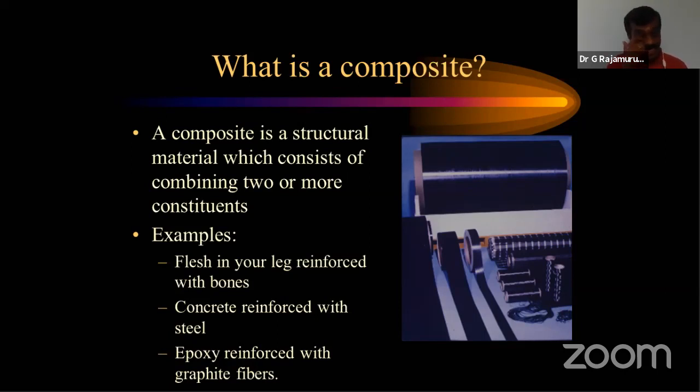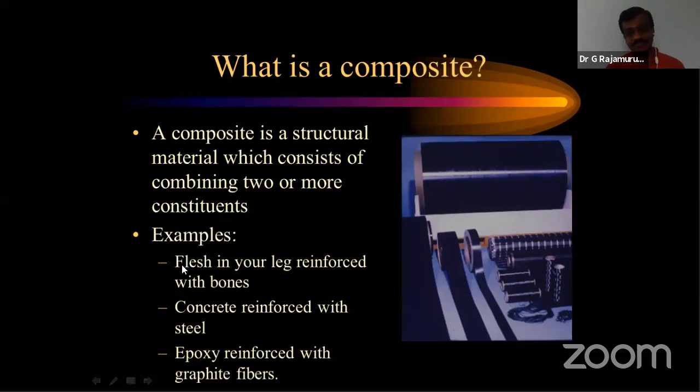How can I define this? It is a structural material which consists of a combination of two or more constituents. It may be more than two. In recent trends, most researchers are trying to add different types of reinforcement, including a combination of structural reinforcement as well as particulate reinforcements. There are different types of research going on in this area.